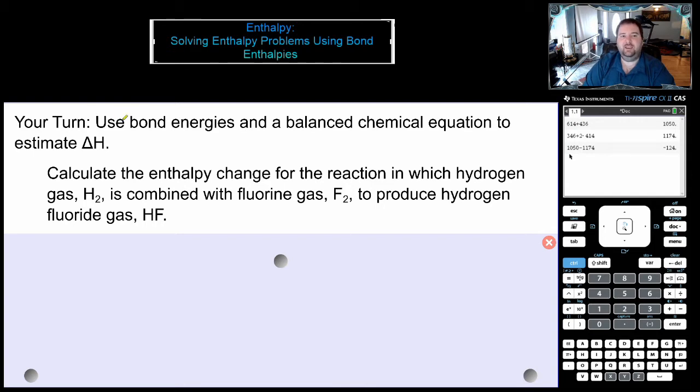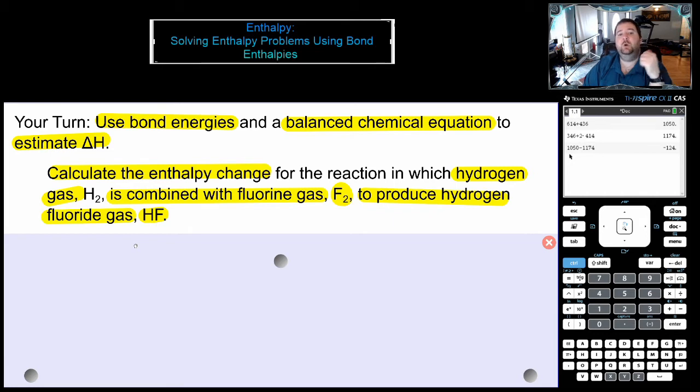So of course, again, we're using bond energies and a balanced chemical equation to estimate delta H. And what you're going to be trying out on this one is calculating delta H for the reaction in which hydrogen gas, which I'm telling you is H2, is being combined with fluorine gas, which I'm telling you is F2, in order to produce hydrogen fluoride gas, which is HF. Go ahead and try this out.